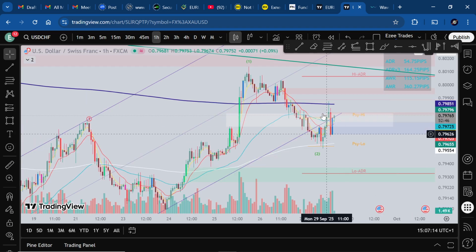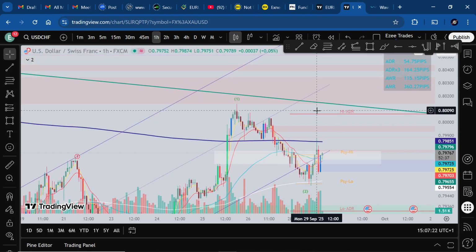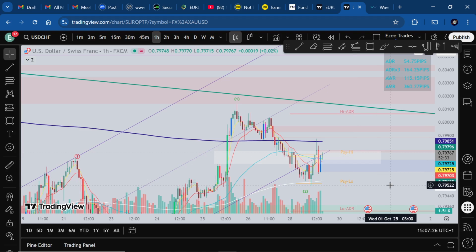It got us above the 50 MA, 2 closes above, a quick inducement lower, taking out this high, taking out this one wave, would confirm that we're well in the third wave here.